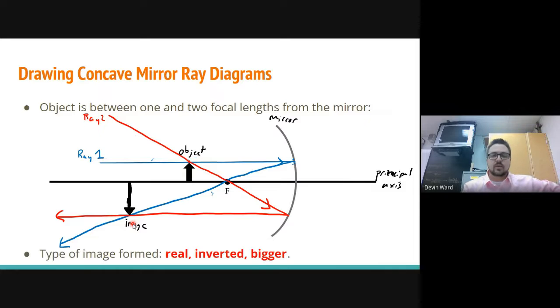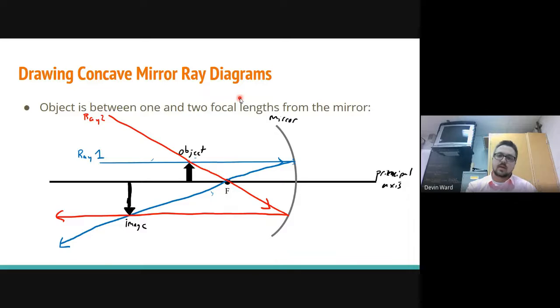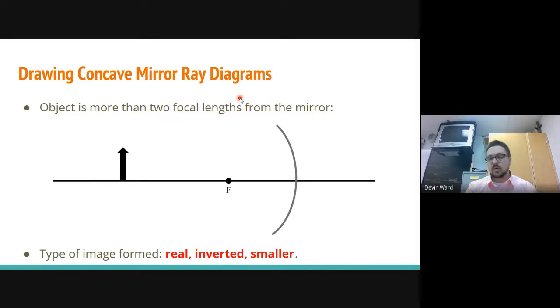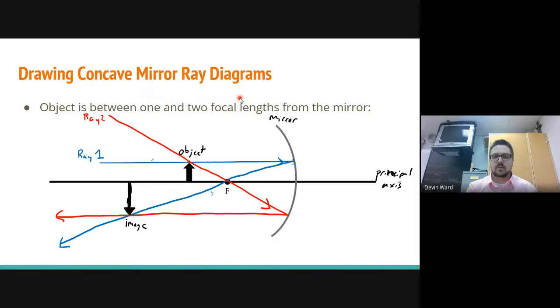Okay, so even though it's upside down, the type of image formed is real because it has the two solid lines. It's inverted because it's upside down, and it's bigger than the object, okay? Just taller. Okay, so if the object is between 1 and 2 focal points from the mirror, it will be real, inverted, and bigger. Unlike this one that was real, inverted, but smaller. Okay.